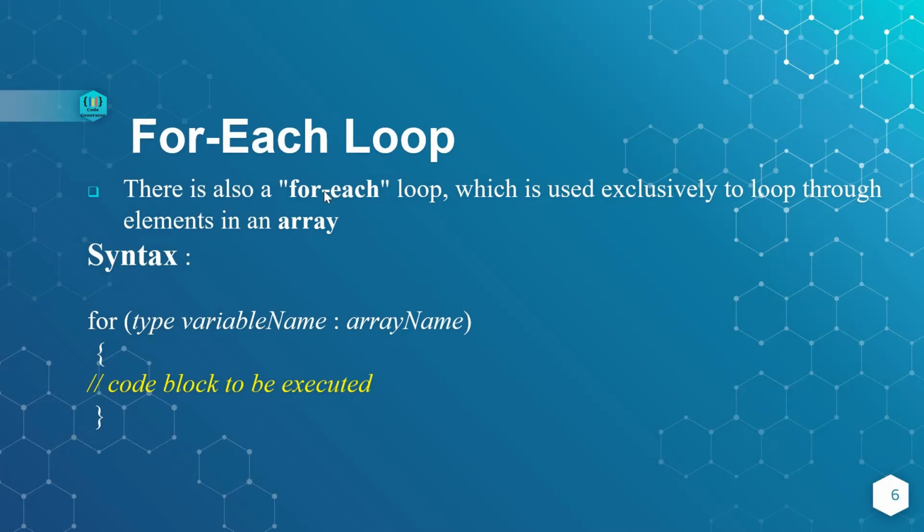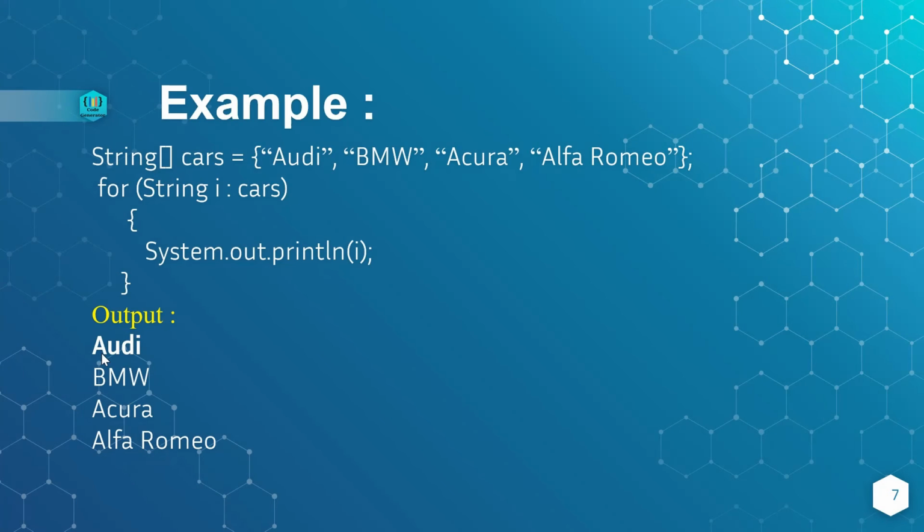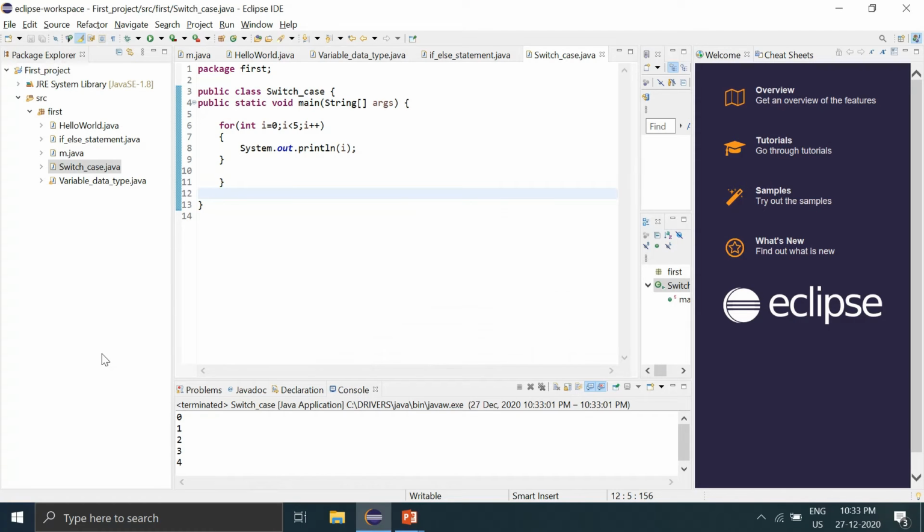And let's see the next one, that is the for each loop. There is also a for each loop which is used exclusively to loop through elements in an array. So simply in a for each loop we can use the elements of the array. The syntax for the for each loop will be for, data type, variable name, colon, array name, and in the curly braces code block to be executed. Okay, very simple. Let's see the example for this.